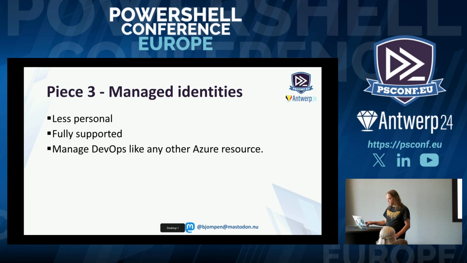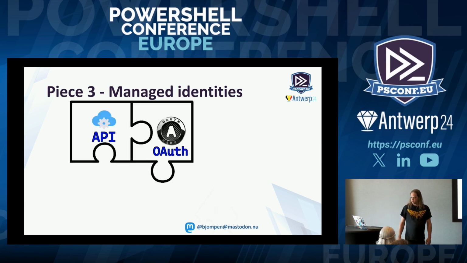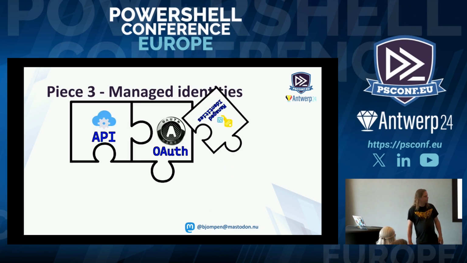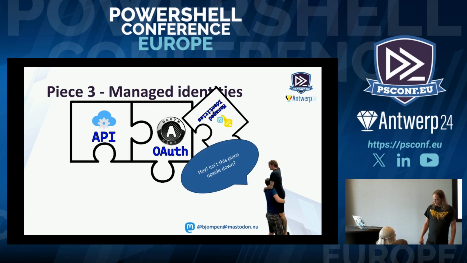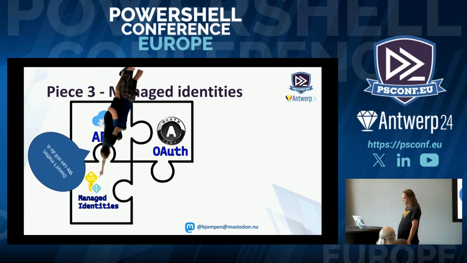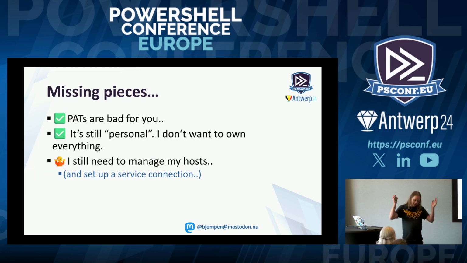Our little puzzle is moving ahead slowly but securely. And we have our third piece of it, managed identities. So yeah, we had the third piece. And it works really well. We can scale up our scale sets and we can run and we can do stuff. But of course, there's always missing pieces.